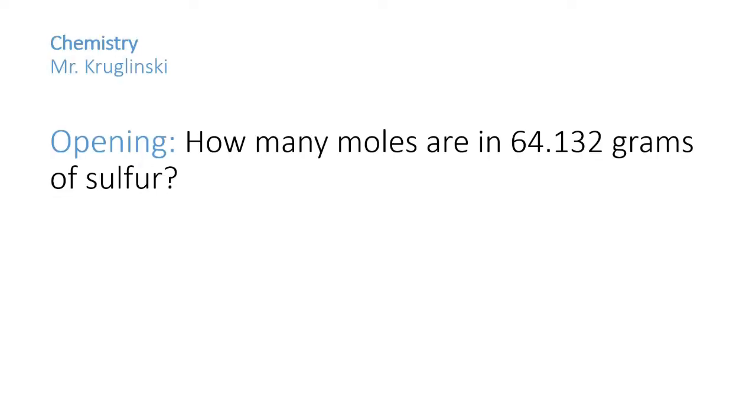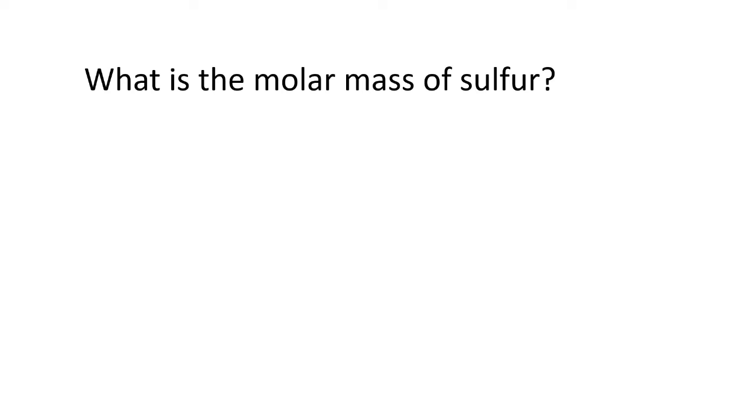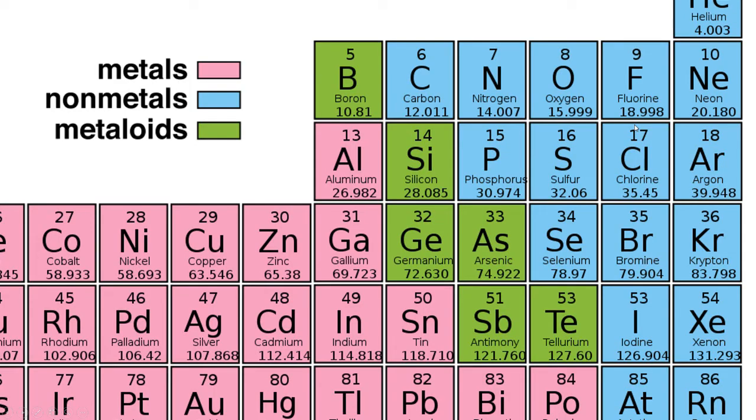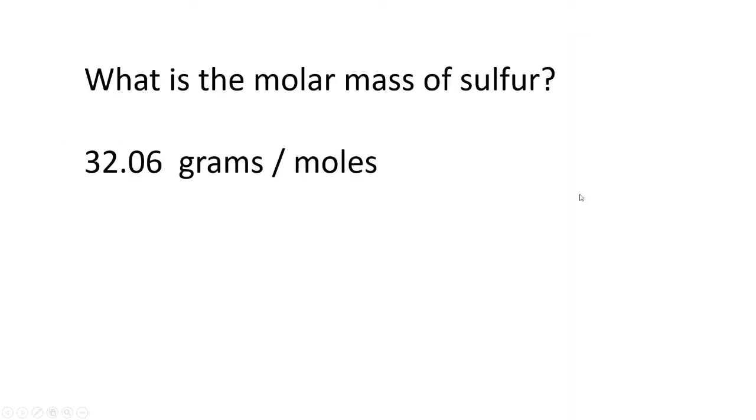How many moles are in 64.132 grams of sulfur? First thing you need to do is find sulfur on the periodic table, so we can find the molar mass of sulfur. What is the molar mass of sulfur? So let's find sulfur on the periodic table. There it is right there. Let's make it a little bit larger. Sulfur has an atomic mass of 32.06. And there are some periodic tables that have it a little bit more accurate than that, but it's okay if you're using that number. I'm going to use that number.